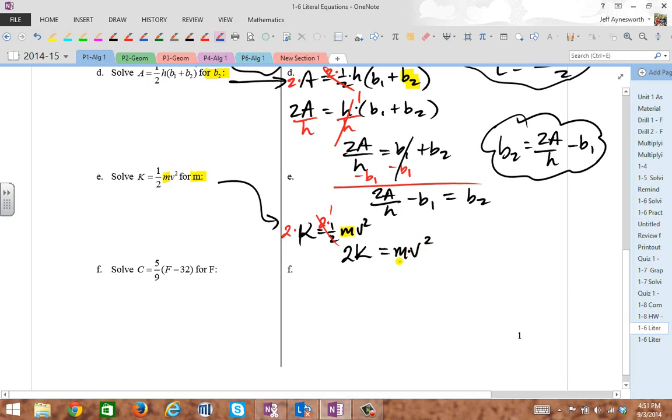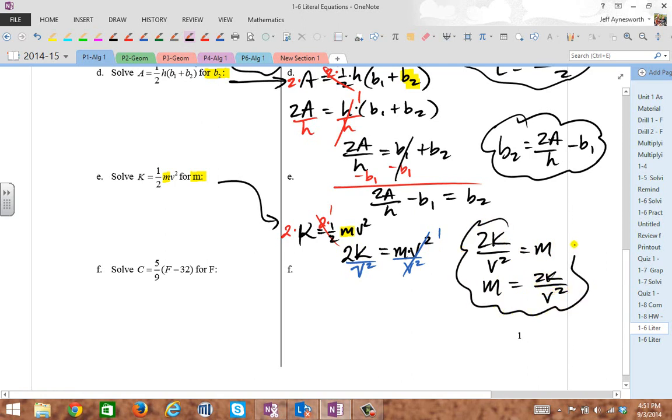So using the inverse function, we divide by m. Excuse me. Scratch that. Divide by v squared. Divide by v squared here. And simplify a little bit here. V squared divided by itself is 1. And you get 2k divided by v squared equals m. 2 times k divided by v squared equals m. Or if you want to switch sides, m equals 2k divided by v squared. Either one's acceptable. Same thing.